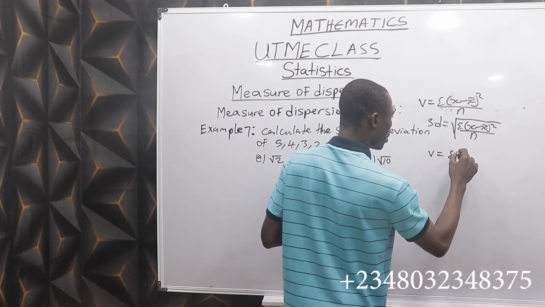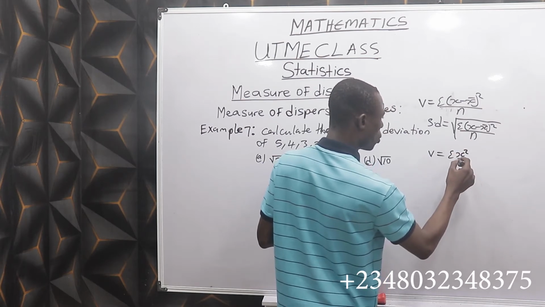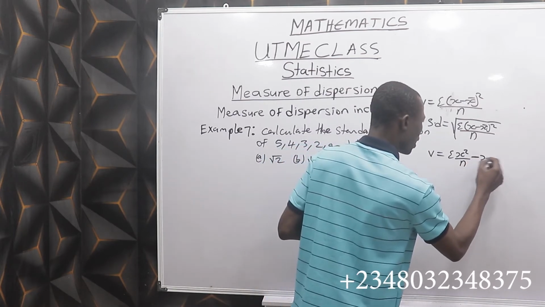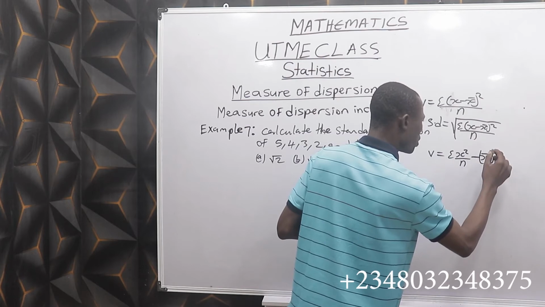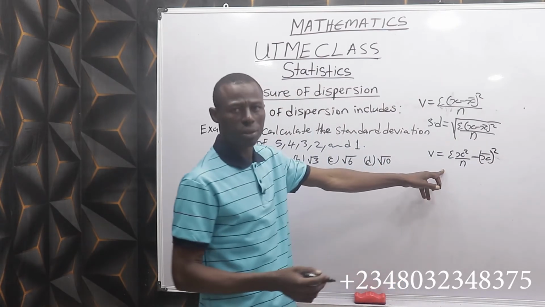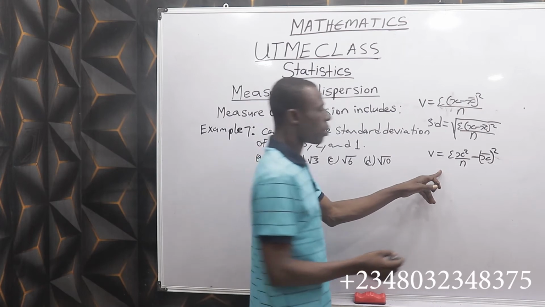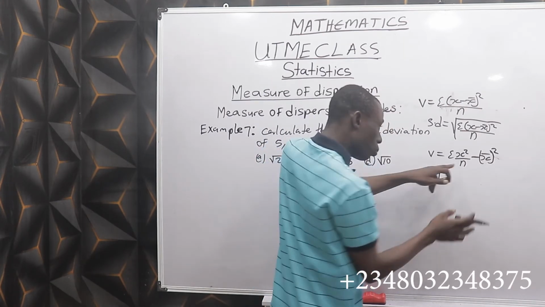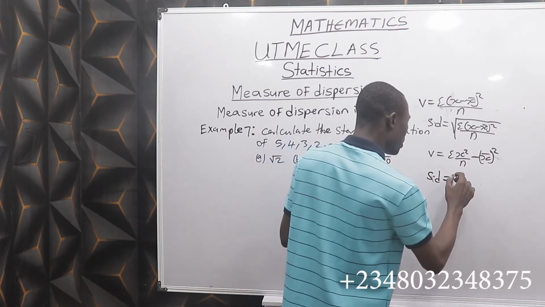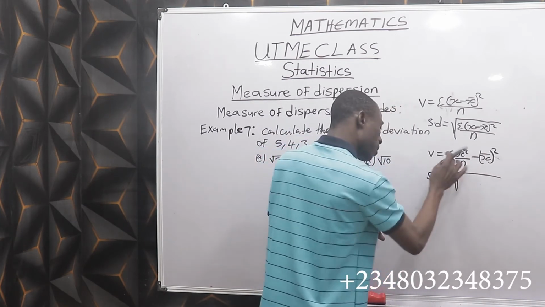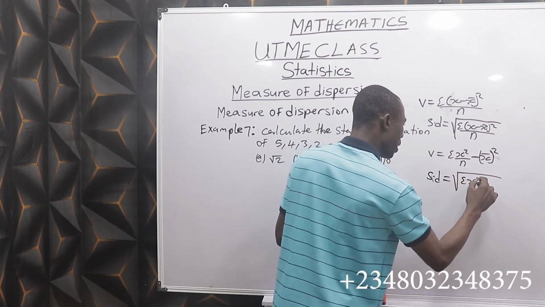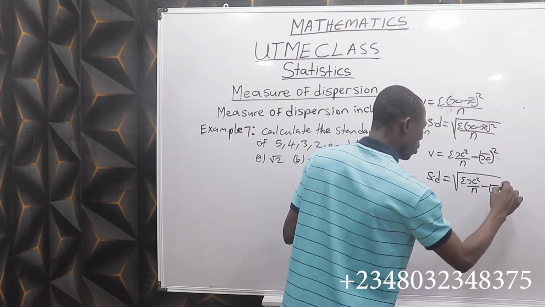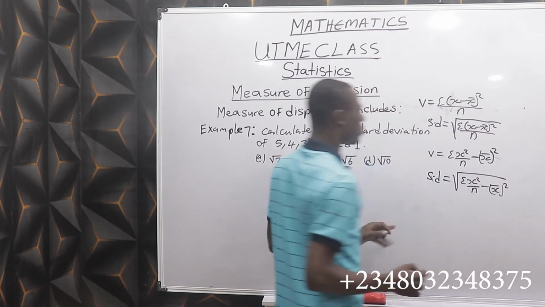summation x square over n minus x bar, the square of the calculated mean. This is variance. It works. The standard deviation of the same data that you can use this for will be square root of this, of summation x square divided by n minus the square of calculated mean. That is it.